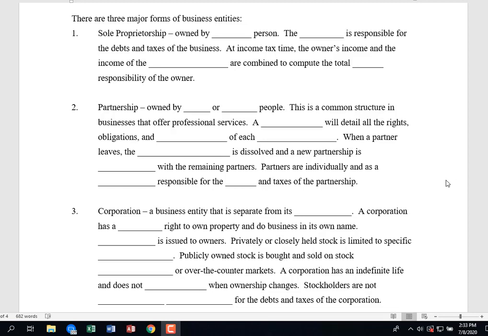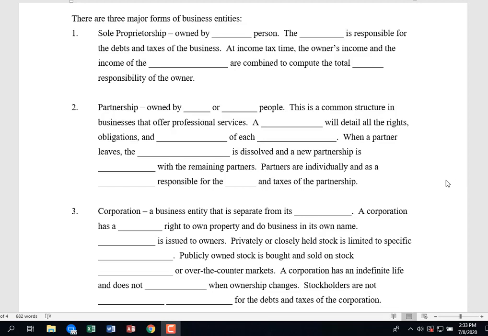This is owned by two or more people. It's a common structure in businesses that offer professional service. A contract will detail all the rights, the obligations, and the limitations of each partner. So the contract tells what everybody's responsible for and makes it very clear. When a partner leaves, the partnership gets dissolved, and a new partnership is created with the remaining partners.